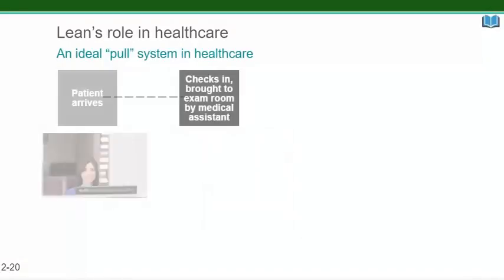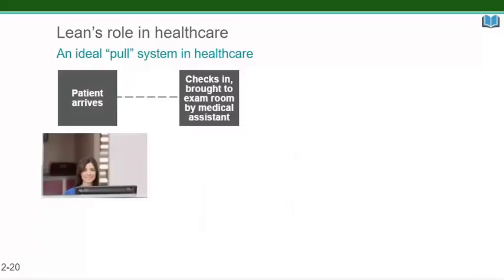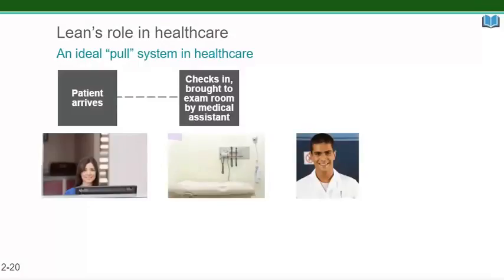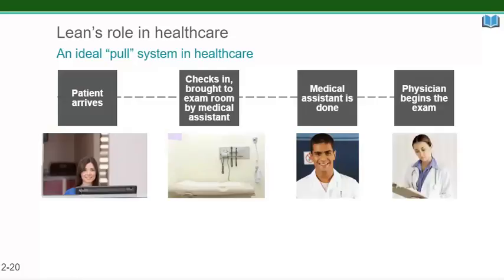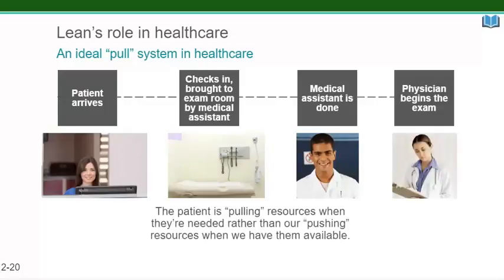So after checking in, the patient would be brought back immediately to the exam room by the medical assistant. As soon as the medical assistant is done, the physician would become available and begin the exam. So the patient is pulling resources when they're needed rather than our pushing resources when we have them available. Is it possible to implement an ideal pull system with patient flow in your medical practice?